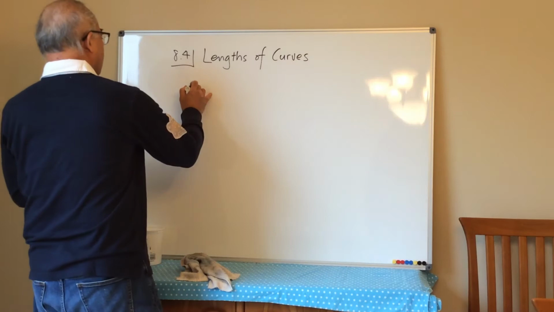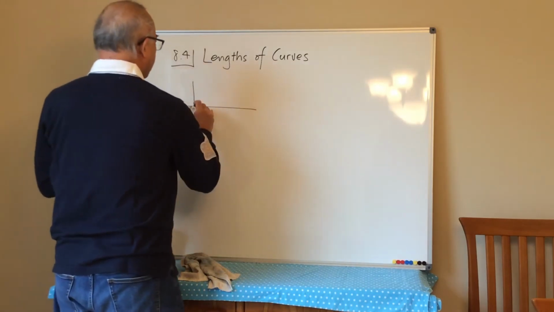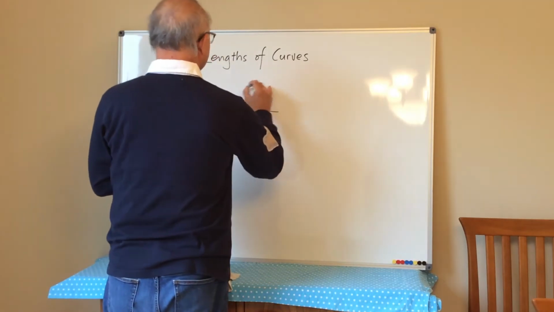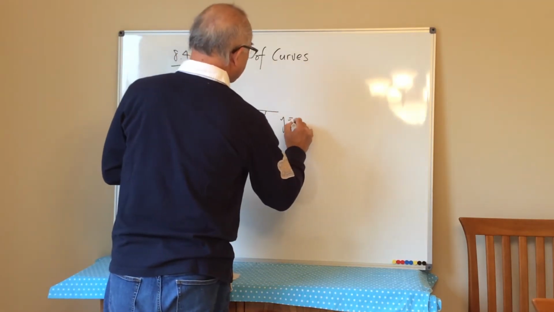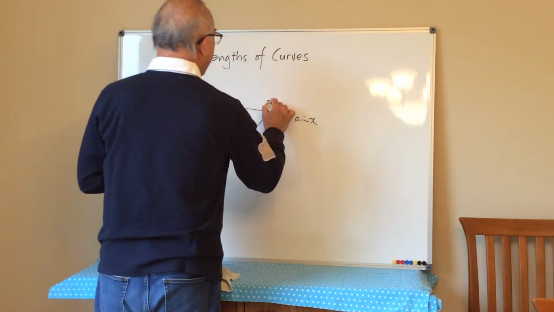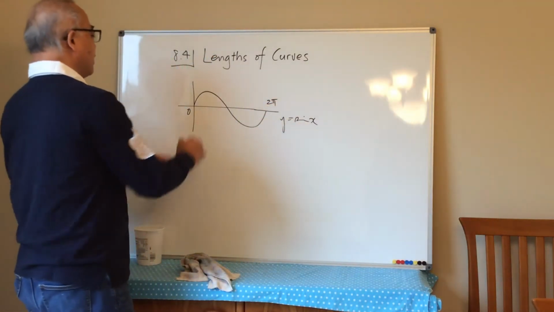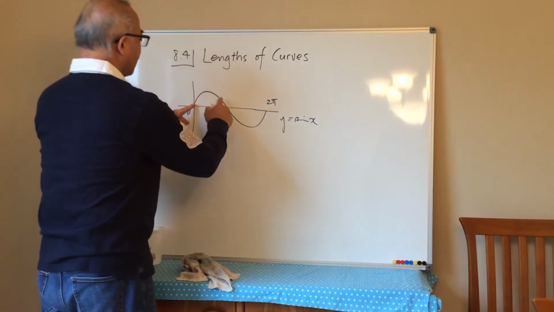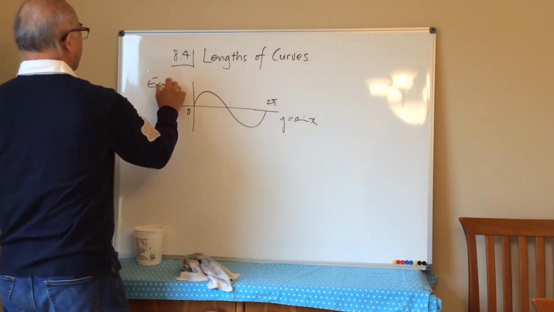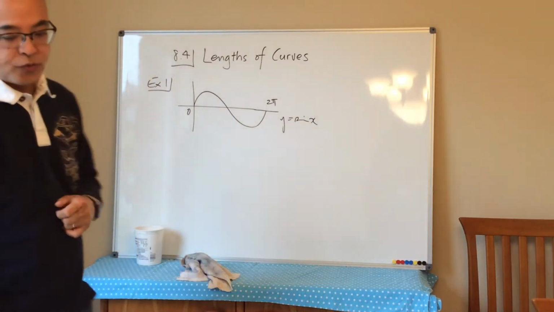In other words, if I have 0, this is y is equal to sine x, going from 0 to 2 pi. I want to know what the length of this curve is. So this is example 1. We're going to go straight into the page.